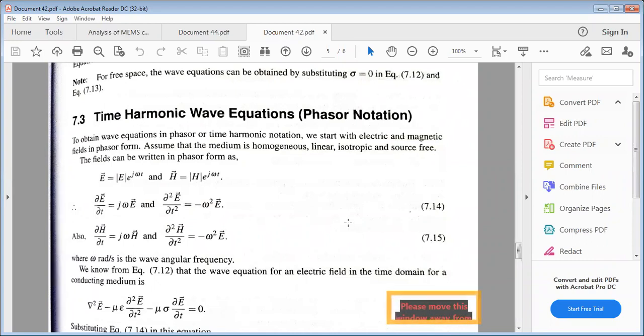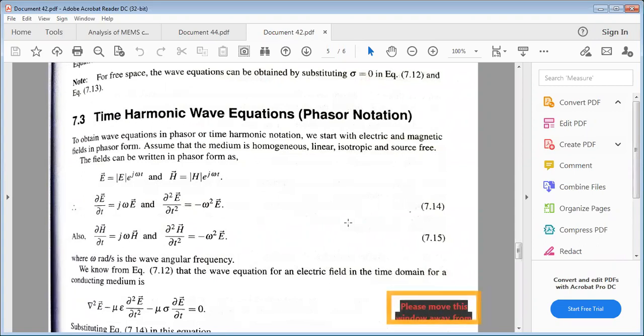Phasor form or Phasor notation means the signal components, the electric and magnetic field components, are represented with their phase, with some e power j theta or e power j omega t. When we represent with e power j omega t, that notation is called a Phasor notation. That is also called a harmonic notation.